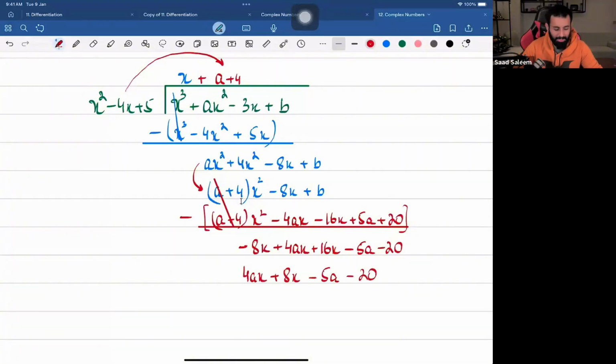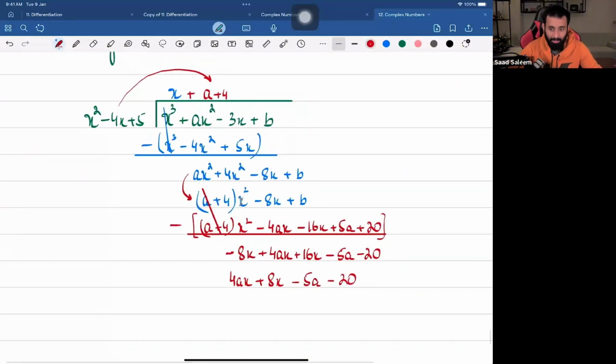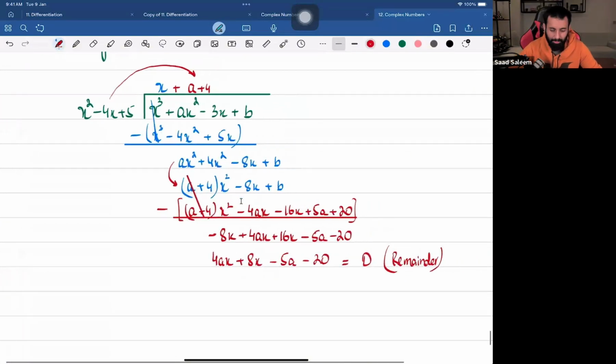Now remember, what did we just divide it with? We divided it with a root. So that means the remainder must be equal to 0. Okay, this is the remainder. This must be equal to 0. Why? Because we didn't just divide it with some random expression. We divided it by a root. We divided it by its factor.